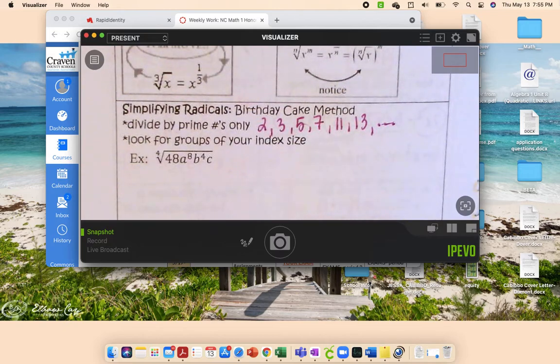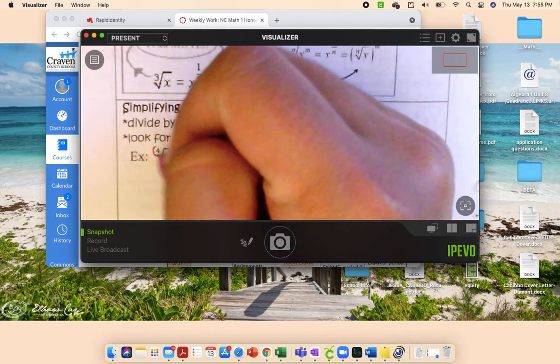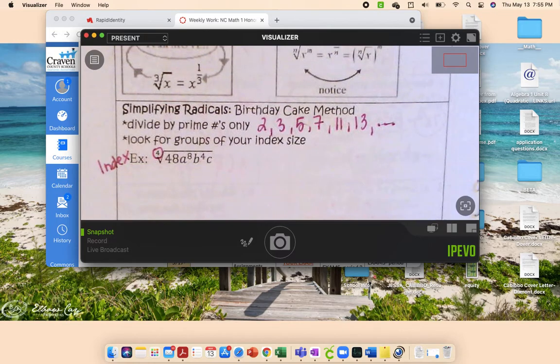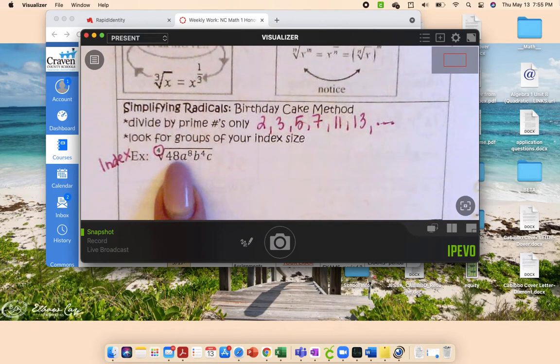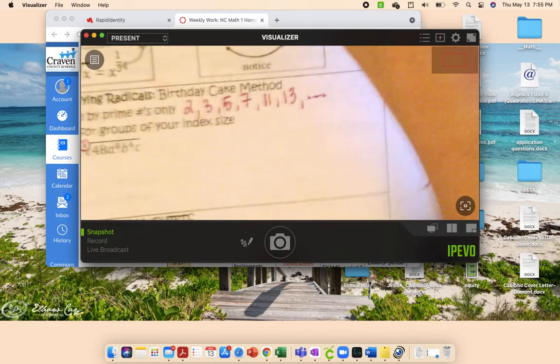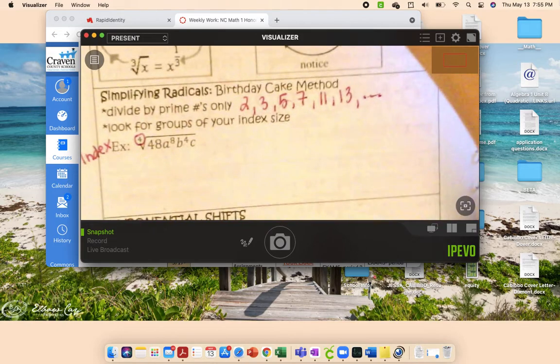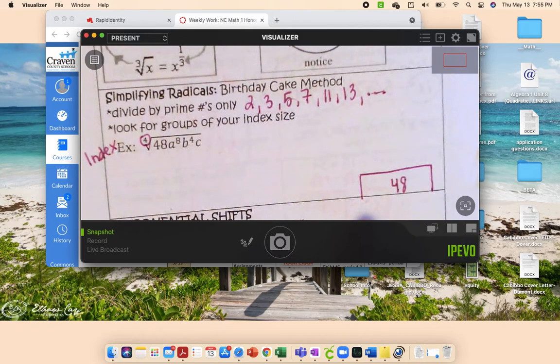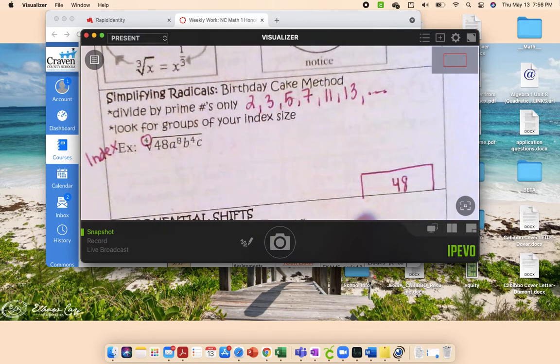So let's take a look at our example. We have the fourth root of 48, a to the 8th, b to the 4th, c. This number right here, that fourth root, this is what we are going to call our index. Now what I'm going to do is take this number, and we call that our base, and we're going to put that at the base, the bottom of our birthday cake. Our birthday cakes may look different when we go through this, but our final answers will be the same. So if I take a look at 48, there are more than one number that goes into it. I'm going to go ahead and say, all right, well, 48 is divisible by 3.